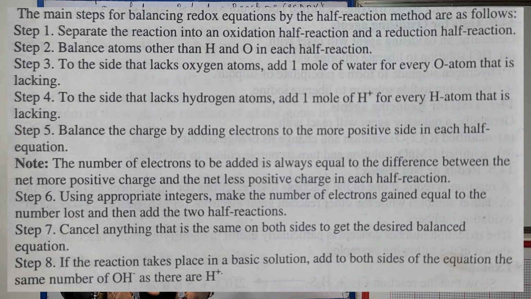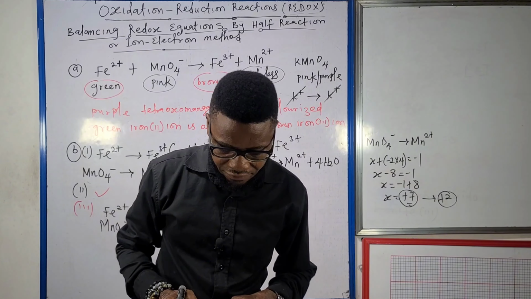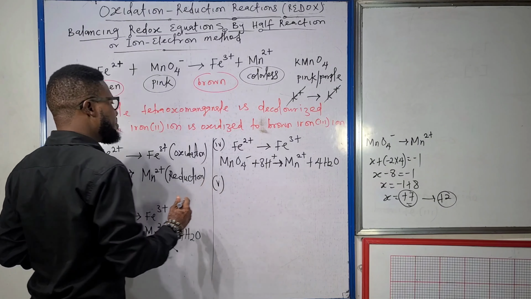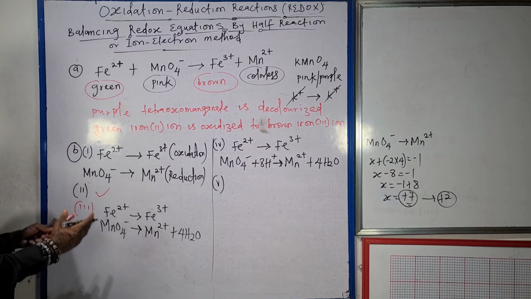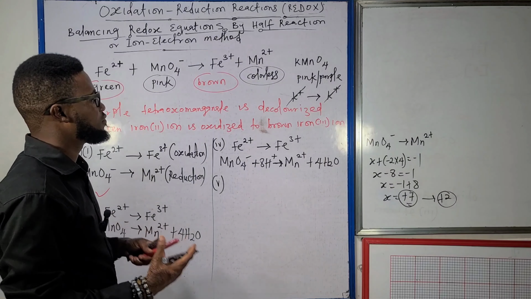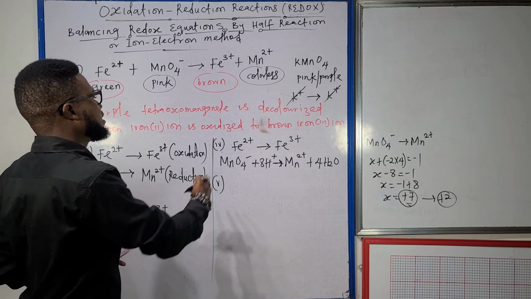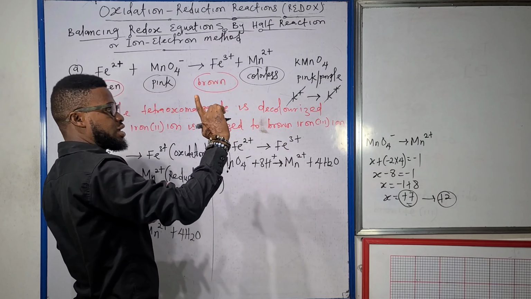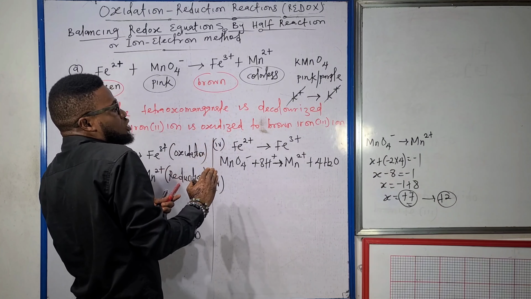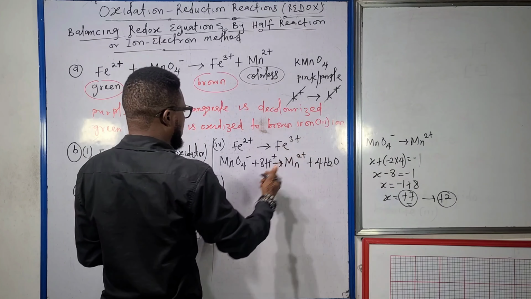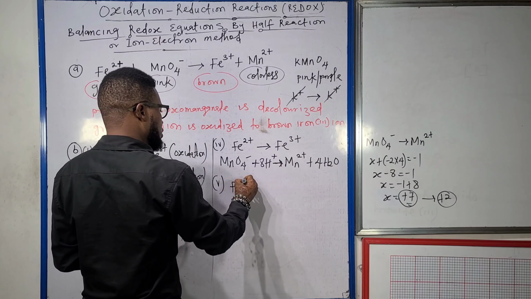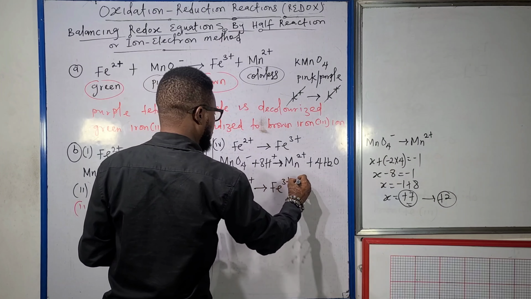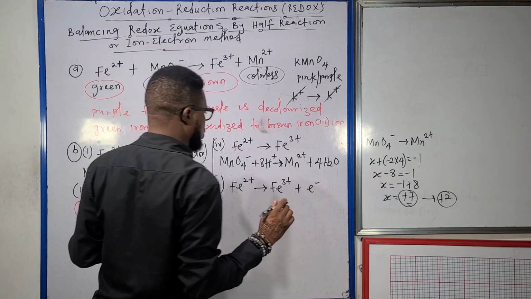Now moving on to step 5. Step 5 talks about balancing the charge. We are going to try to balance the charge for step 5. This is 2+, this is 3+. The difference between this and this is just 1 electron. So we'll be adding that electron to the more positive side. 3+ is the more positive side. So this is Fe2+ to give me Fe3+ plus just 1 electron here.